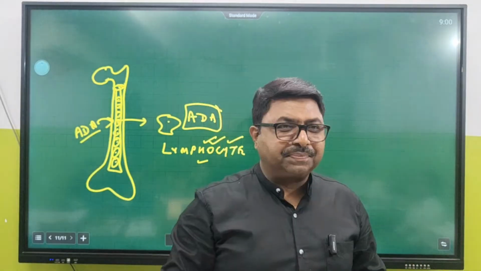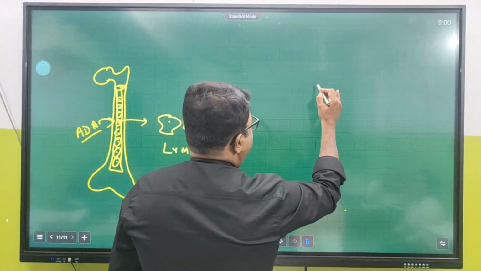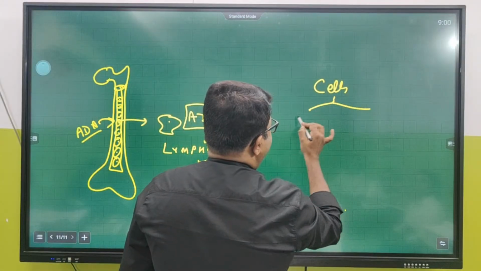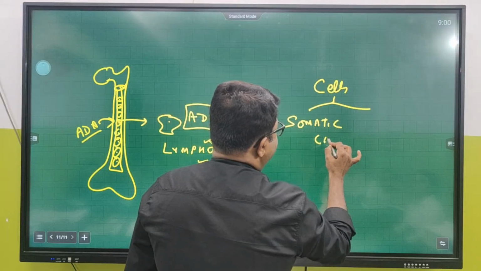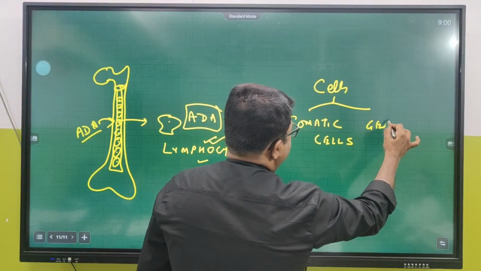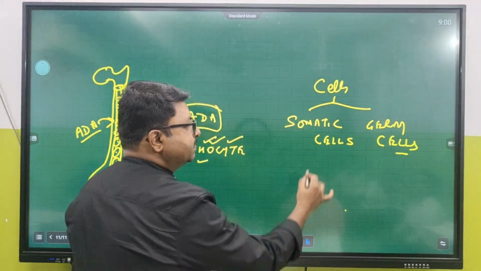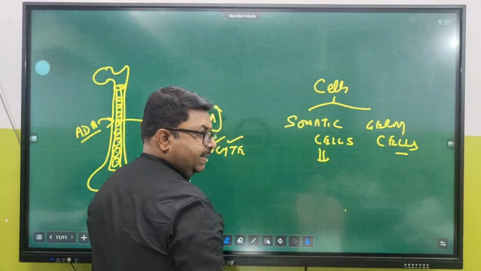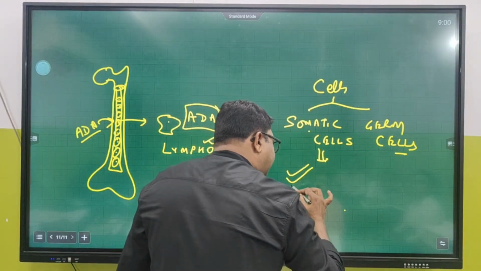Now say, there are two things. In our body, there are two types of cells. One is somatic cells, and the other is germ cells. Somatic cells means normal cells. Now, if you are going to do this in the somatic cells, you have to do it regularly.